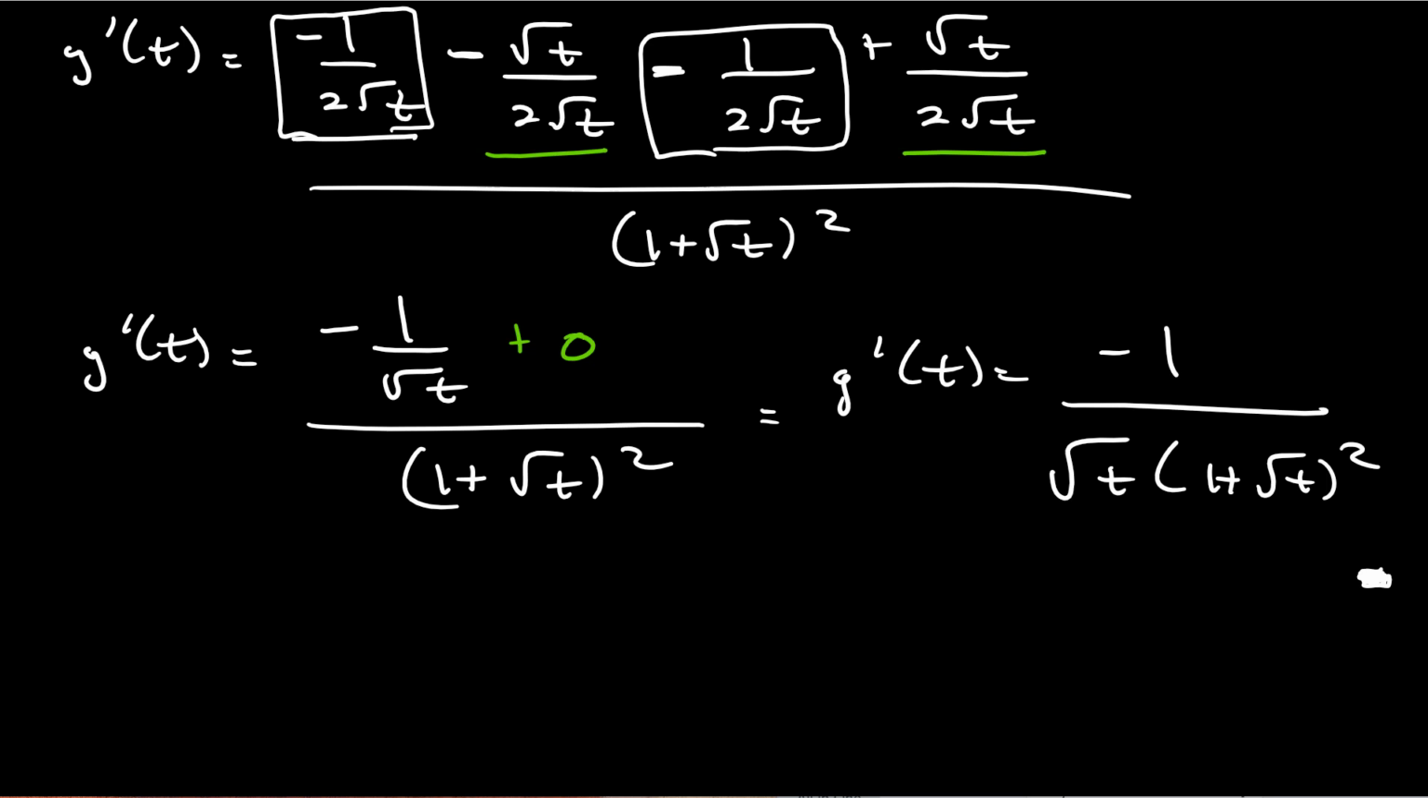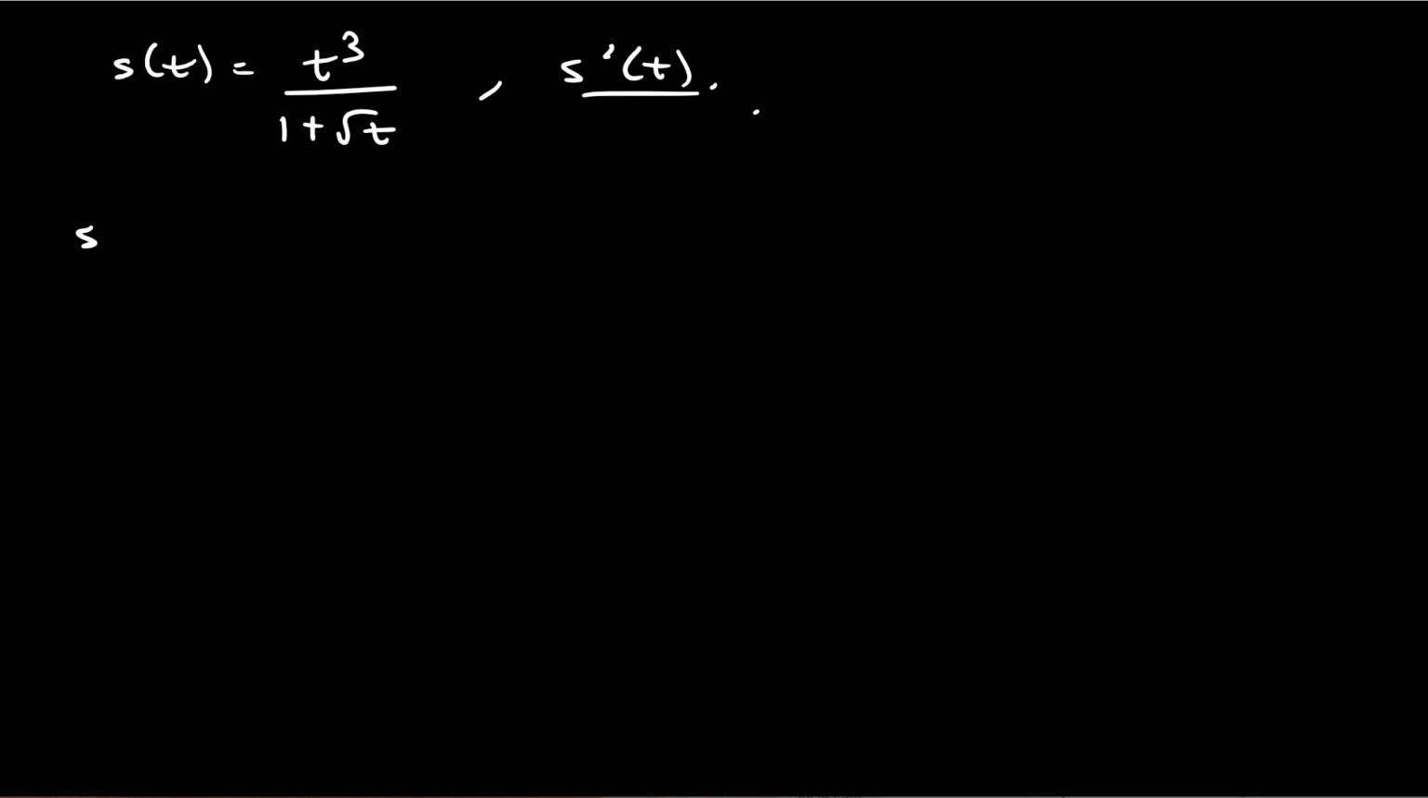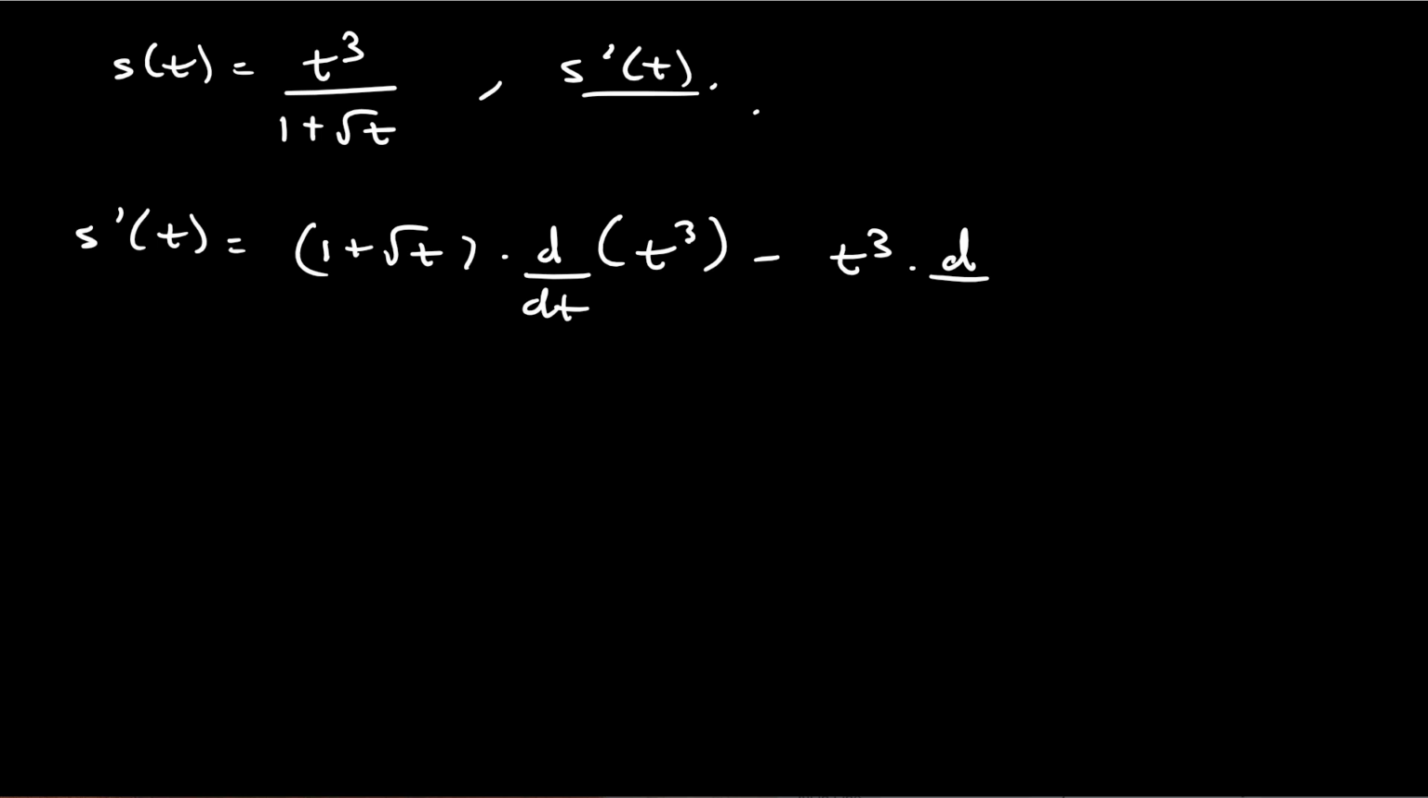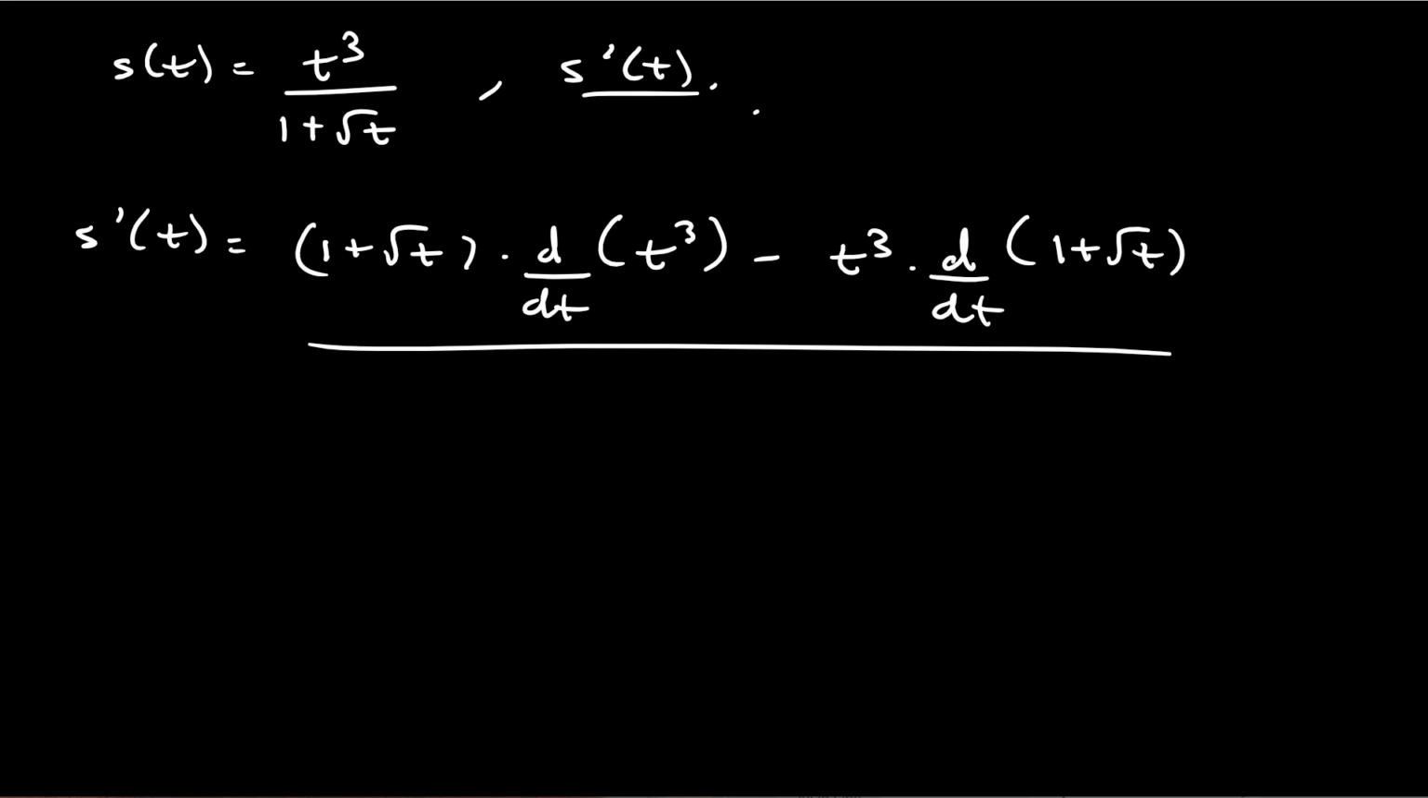Let's move on to the next example. Suppose I had s of t is t cubed divided by 1 plus the square root of t. And we were asked to find s prime of t. Using the quotient rule, we say the bottom multiplied by the derivative of the top minus the top times the derivative of the bottom all over the bottom squared.